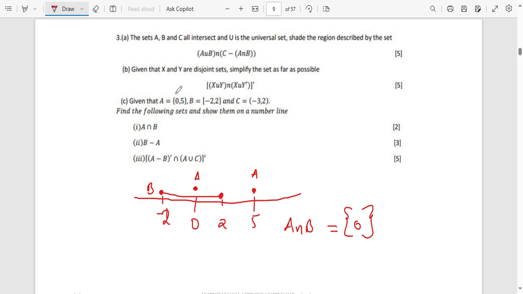So if you look at this, the set A only has 0 and 5, but the set B is from -2 to 2. 5, which is in A, is not in the set B, but 0, which is in A, is part of the set B. So it's going to be part of the intersection. So to write it on a number line as a final answer, it will just be like this. So this is A intersection B, just 0. It's the only element which is found in the set A and also in the set B.